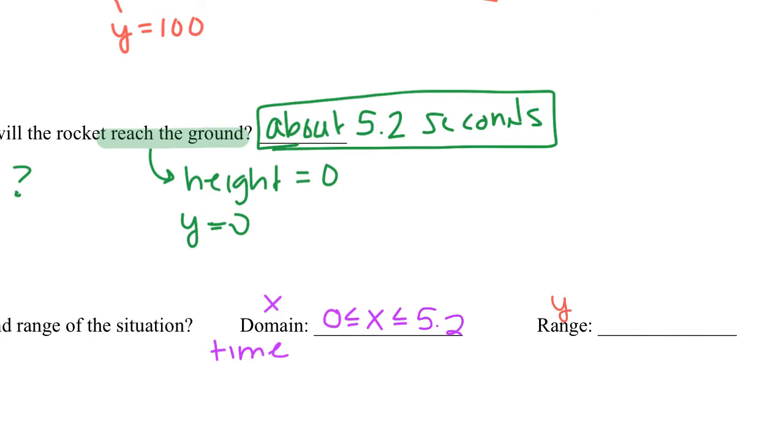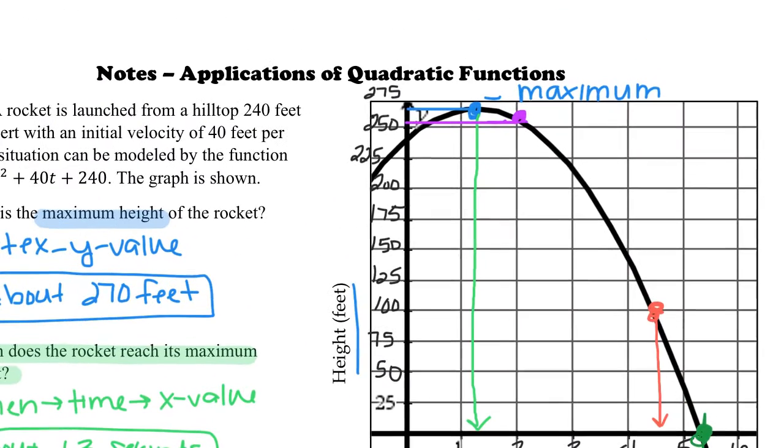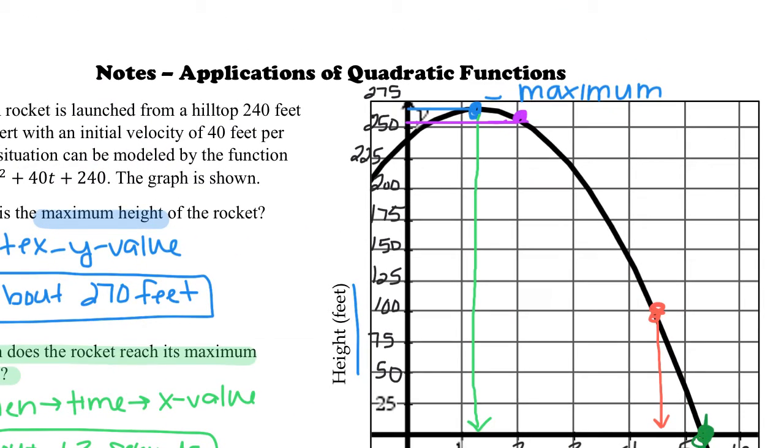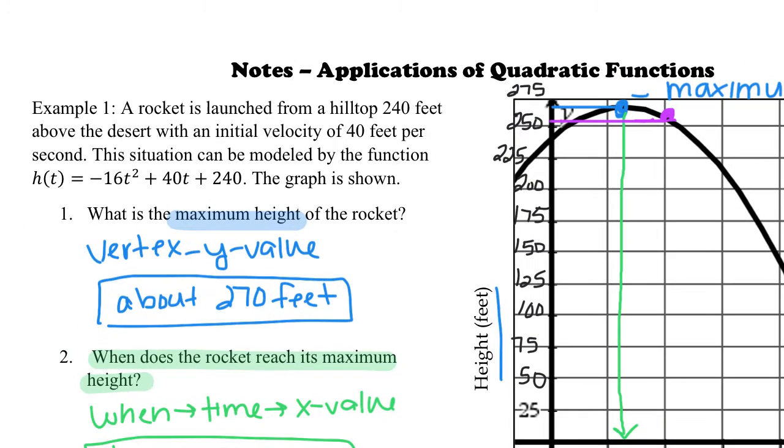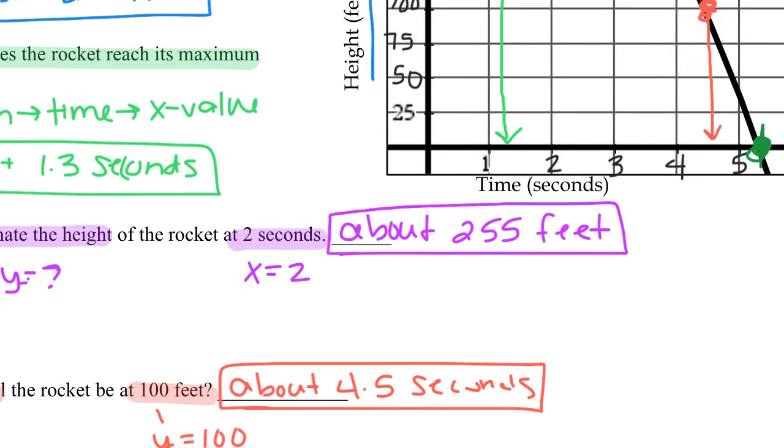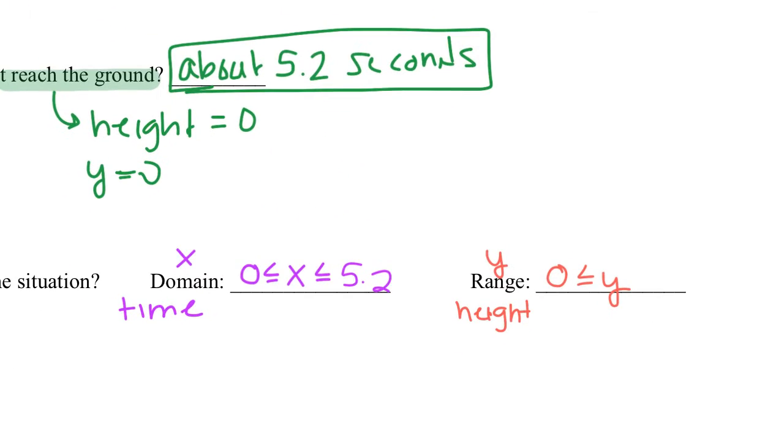Then range is your y, so this is dealing with height, and it's always low to high. So the smallest height my rocket can have is 0, because that's ground. Your rocket's not going to go underneath the ground. So it stops at ground level, which is 0. And then we need the highest height, the max height, which was this point here, which we calculated in number 1. The maximum height of the rocket was about 270 feet. So that's the highest range value possible. So we're going to put 270, so less than or equal to 270.